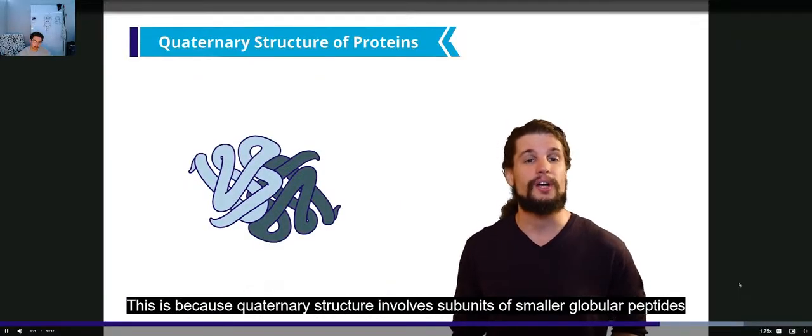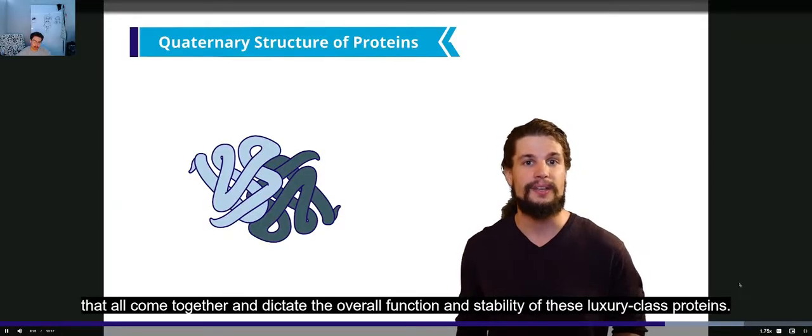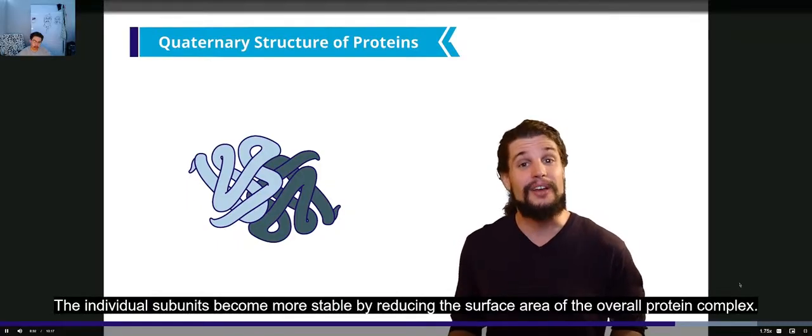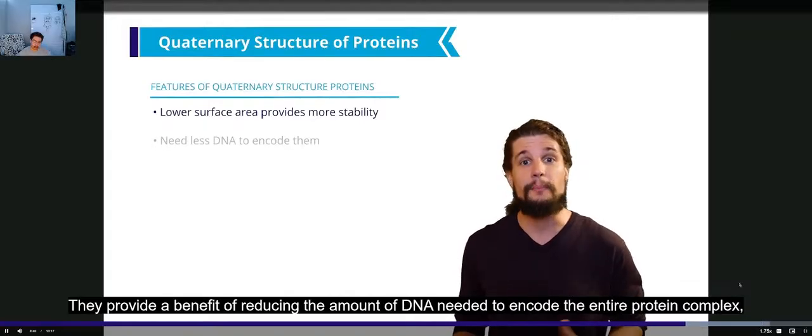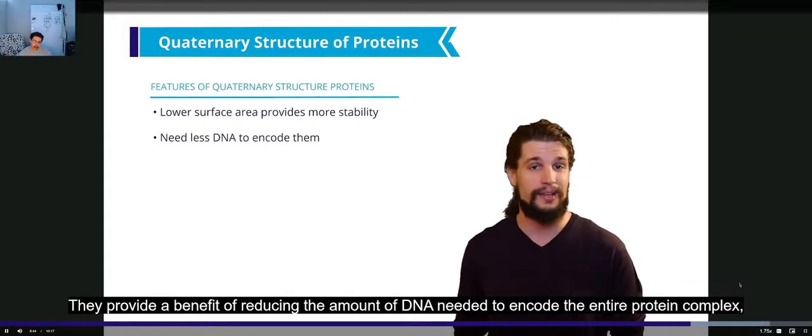This is because quaternary structure involves subunits of smaller globular peptides that all come together and dictate the overall function and stability of these larger class proteins. The individual subunits become more stable by reducing the surface area of the overall protein complex. They provide a benefit of reducing the amount of DNA needed to encode the entire protein complex.